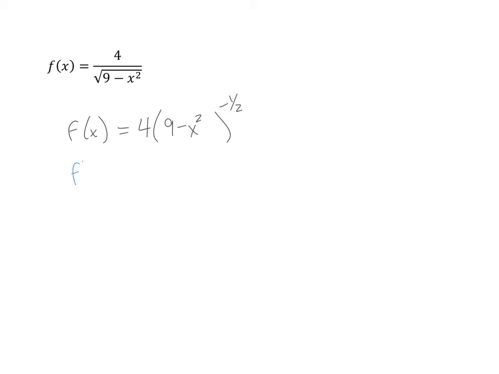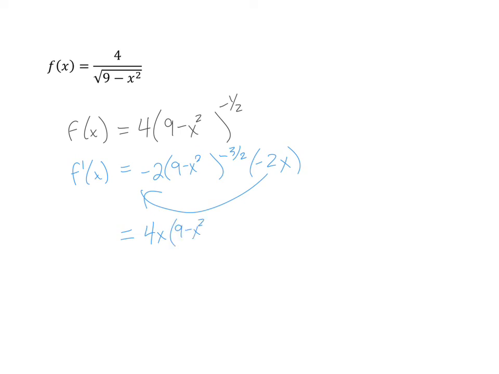So now the derivative would be bring the negative half down in front, so negative half times 4 would give us negative 2. Keep our brackets the same, drop our power by 1, which would go to negative 3/2. And then in this case, the derivative of the inside is negative 2x. And remember, we're multiplying those, so let's bring that to the front to make it a little bit easier. So negative 2 times negative 2 gives us positive 4, and the rest would stay the same. And that's our final derivative for that one.